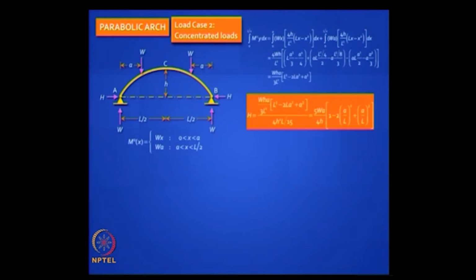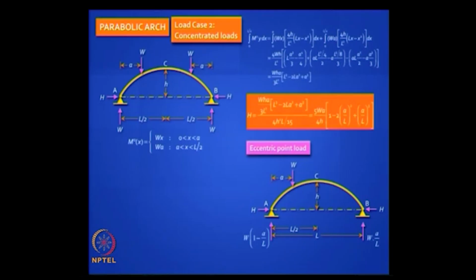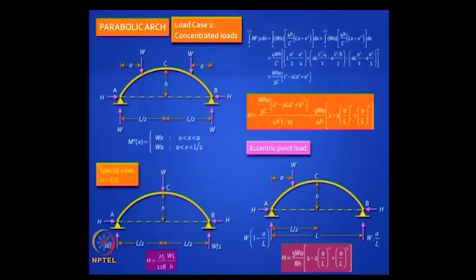Is it clear? Now, if you had just one load, vertical reactions are easy to calculate. Horizontal reaction is what you get in that expression, divided by 2. So instead of 5 by 4, it becomes 5 by 8 times that same expression. What happens if you had one concentrated load at the crown? All you need to do is to substitute A by L equal to half, 1 by 2.